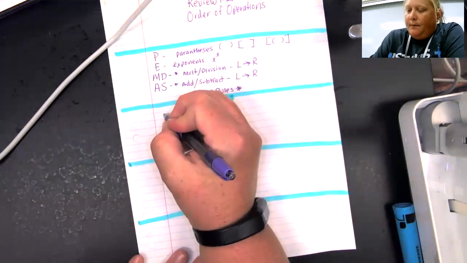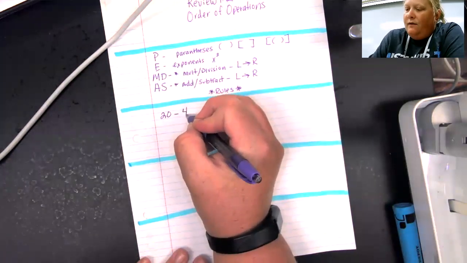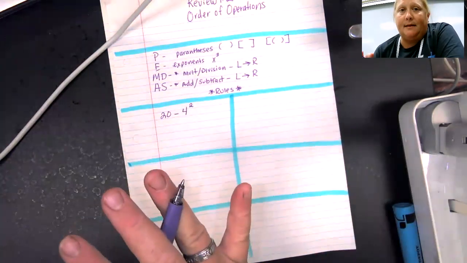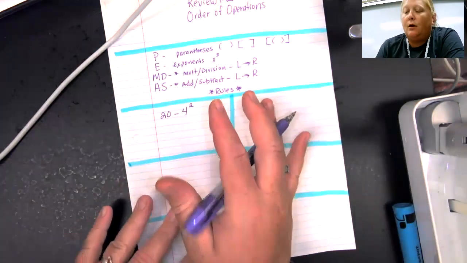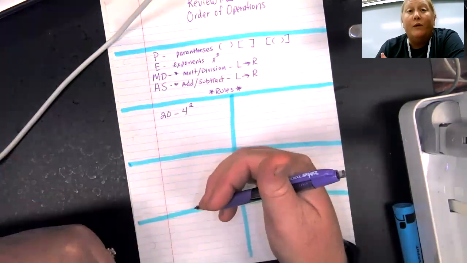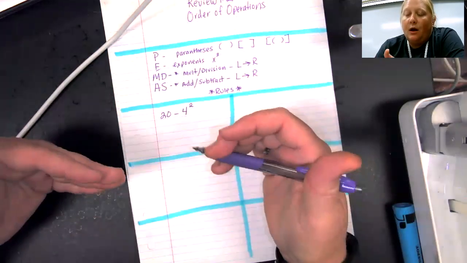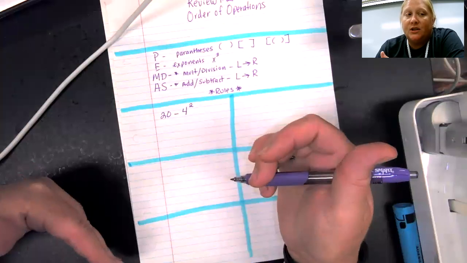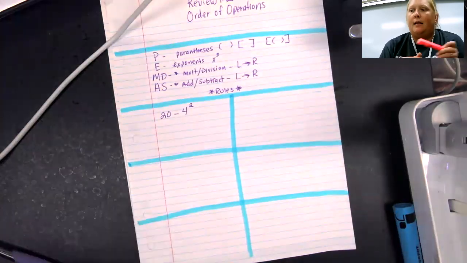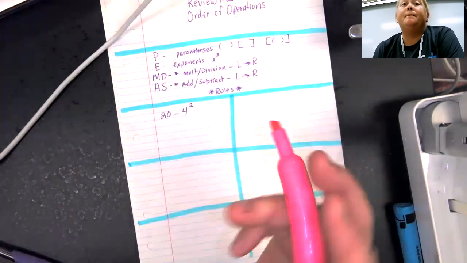So are you ready? Here we go. We're going to do the first one: 20 minus 4 squared. If you wanted to stop the video and go ahead and do this on your own, you certainly could. We're going to really work on moving down when we do these. First of all, I want to talk about what your first step should be. And I love using colors. So what is my first step? Let's see. Parentheses.